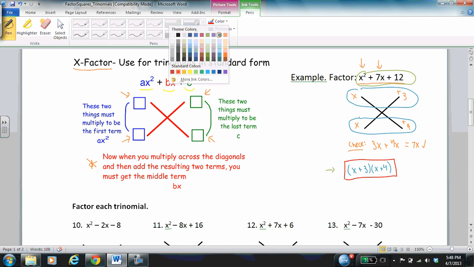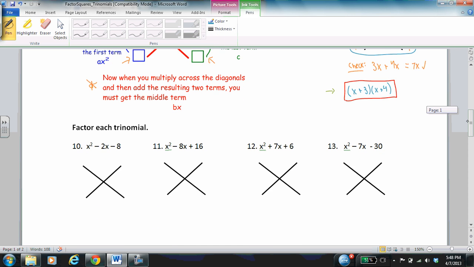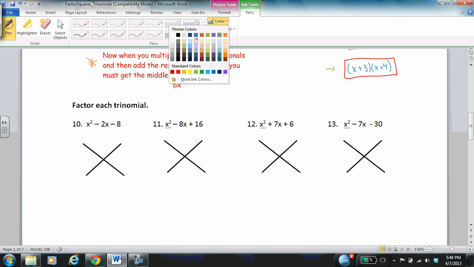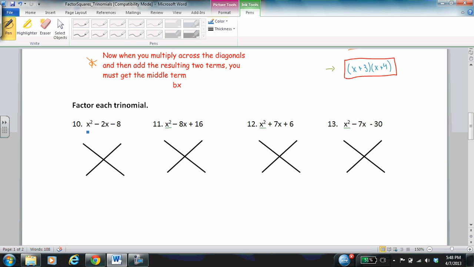Alright, let's try a couple more. So it says factor each trinomial. So again, first two things have to multiply to give me the first term, which in this case is x squared. So what two things multiply to give me x squared? Yep, that's x and x. And now what are two things that multiply to give me negative 8? Oh, how about negative 4 and positive 2?